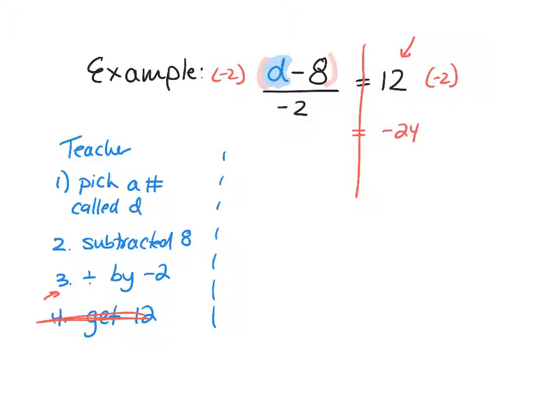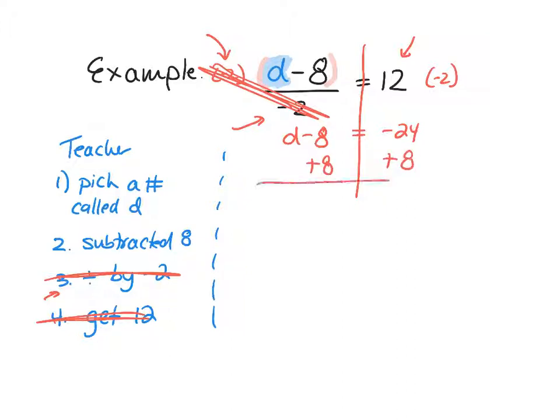Now on the left side, recall the whole reason that we multiplied by -2 was to undo dividing by -2. So those two things should undo each other. We'd be left with D minus 8. So we undid that step. The teacher subtracted 8 to disguise their number. So I'd want to undo subtracting 8 by adding 8. And again, I have to do it to both sides. So the reason I added 8 was to undo the subtraction of 8. So I'm left with D.